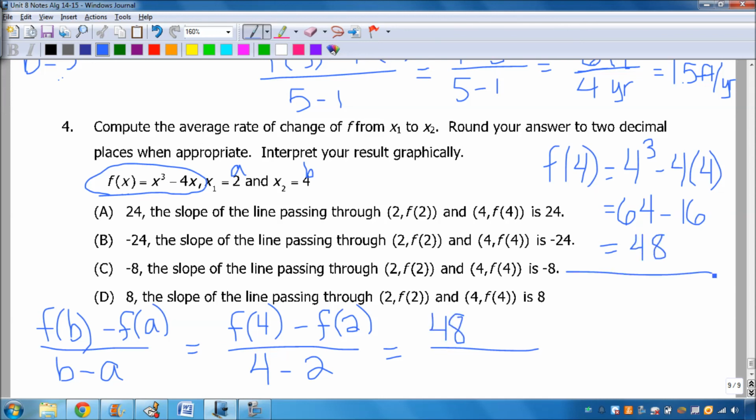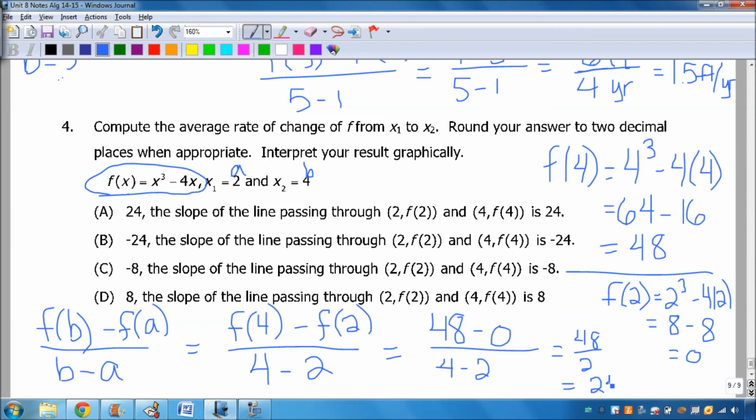But I also have to figure out what f of 2 is. So f of 2 is equal to 2 cubed minus 4 times 2. Well, 2 cubed is 8, minus 4 times 2 gives you 8 again, so you get 0. So it's 48 minus 0 over 4 minus 2. You end up getting 48 over 2, which gives you 24 as your answer. So your rate of change is 24. And what it means is the slope of the line passing through these 2 points is 24.